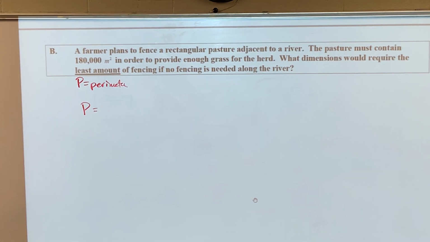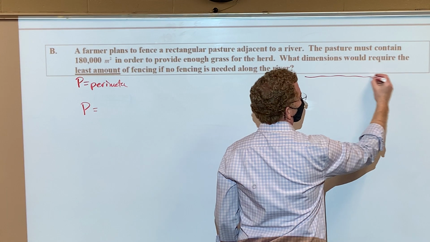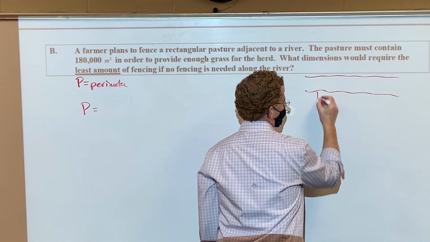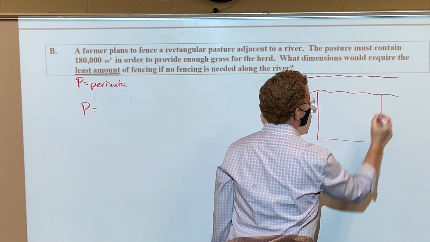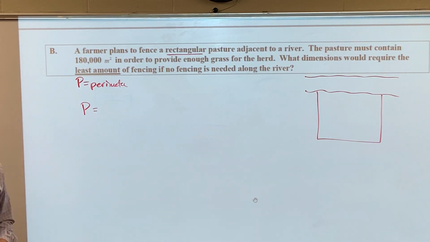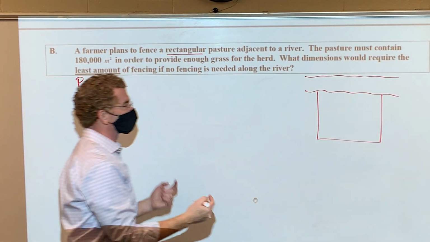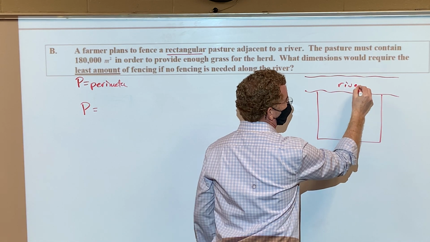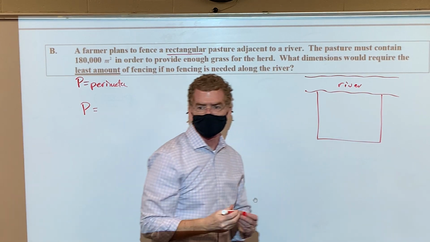Now, it says I've got no fences needed along the river. So you've got this river flowing, right? And I'm just putting fence there, there, and there. And it said it was rectangular. Okay? So if it's rectangular, and this is my river, and I don't need fence there, I guess the cows aren't going to swim away.